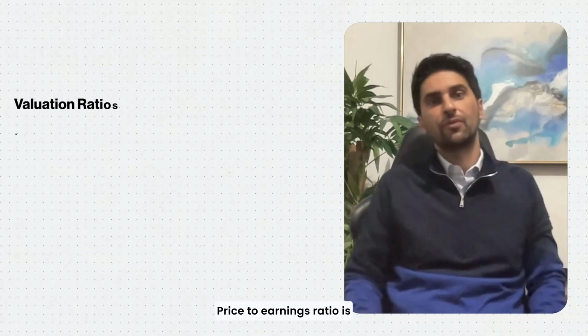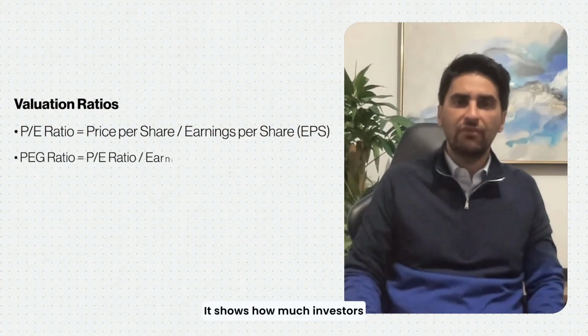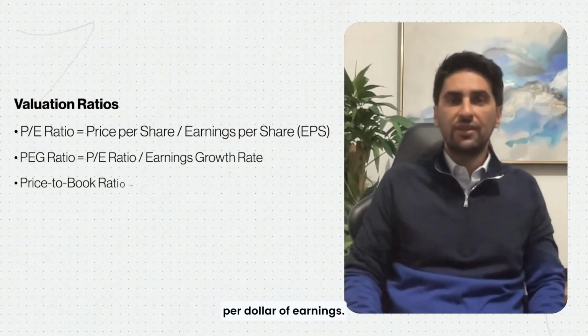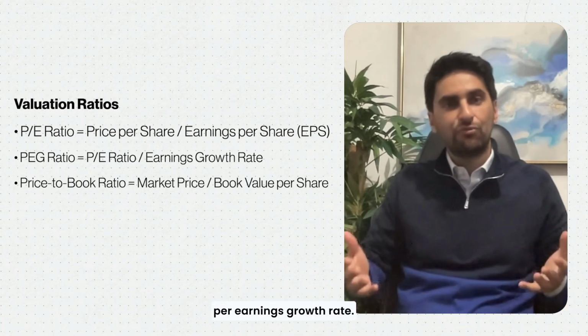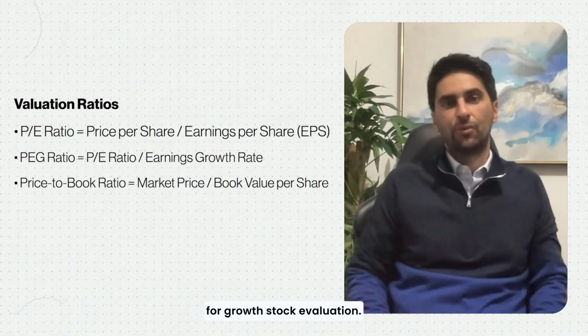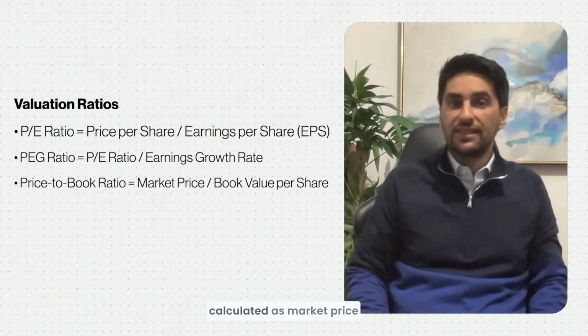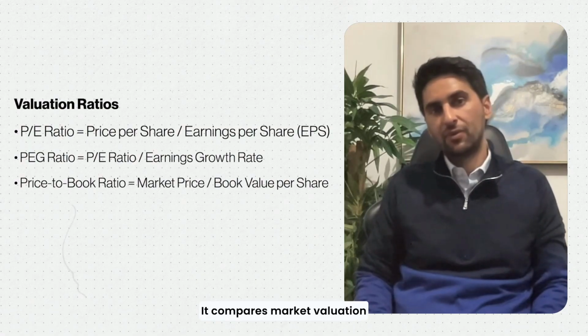Price to earnings ratio is calculated as price per share per earnings per share. It shows how much investors are willing to pay per dollar of earnings. PEG ratio is calculated as price to earnings ratio per earnings growth rate. It adjusts the price to earnings ratio for growth, which is useful for growth stock evaluation. Price to book ratio is calculated as market price per book value per share. It compares market valuation to net asset value.